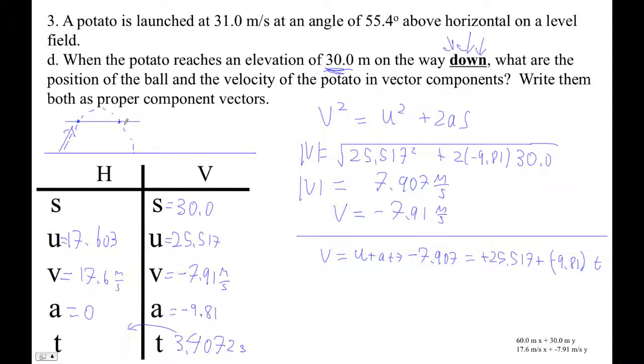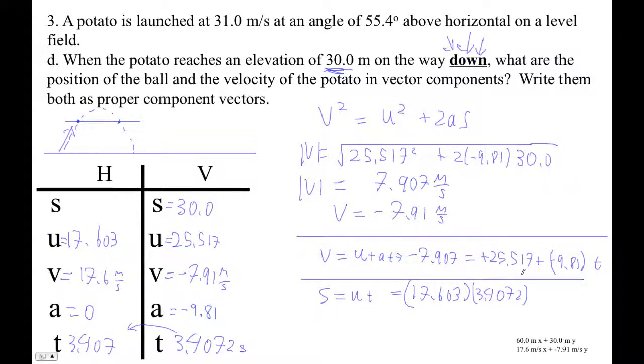Here it's 3.407 seconds. Now we use this to calculate our displacement, and this is a horizontal calculation. S is UT, so it's 17.603 times 3.4072, if we care. That times, I get 59.977, so that's 60.0 meters. That's kind of fun, right?